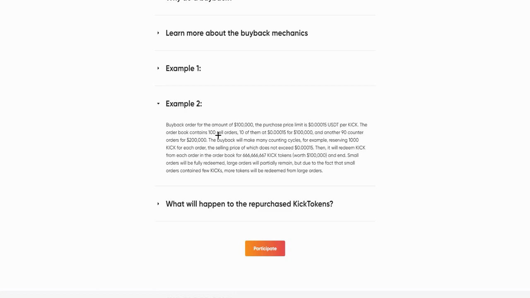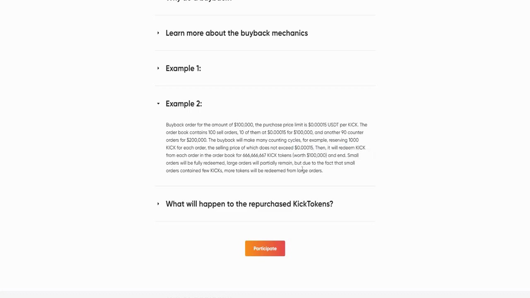So the buyback order for the amount of $100,000, the purchase price limit is so many US dollar tether per kick. The order book contains 100 sell orders, 10 of them at so many dollars for $100,000, and another 90 counter orders for $200,000. The buyback will make many counting cycles, for example, reserving 1,000 kick for each order, the selling price of which doesn't exceed so many dollars.